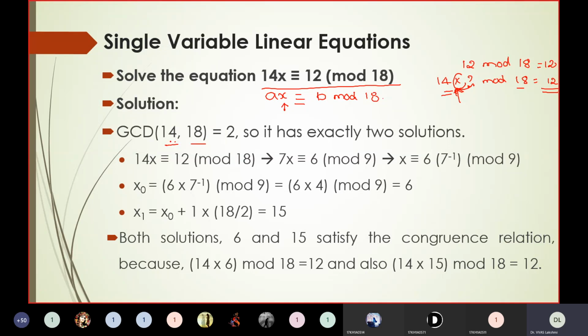So what is the GCD of 14 and 18? What is the formula? GCD of a comma b is equal to GCD of b comma r. That is one formula. What is the second formula? GCD of a comma 0 is equal to a. These are the two formulas for calculating GCD with the help of the Euclidean algorithm.